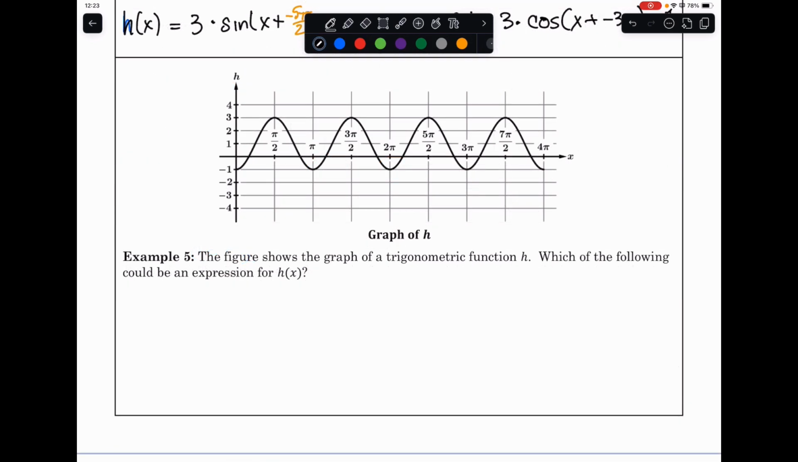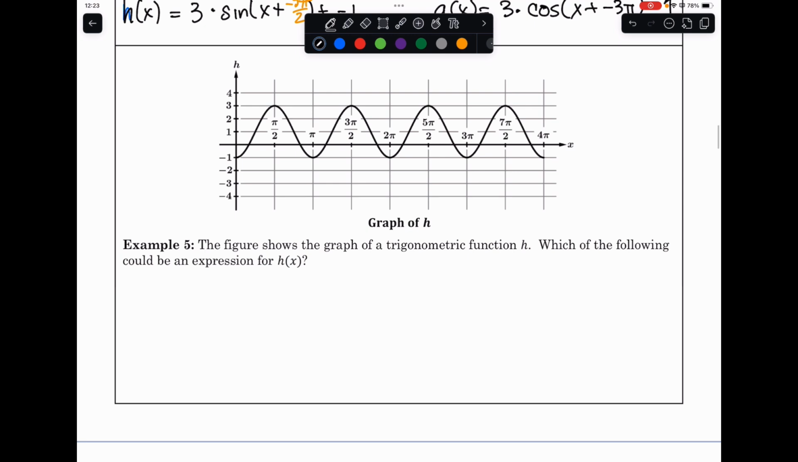So now let's look at this example 5. The figure shows the graph of a sinusoidal function, which could be the expression of h of x. Again, we're going to do 2 for h. We're going to do 1 for sine, and 1 for cosine, just to practice both of them, okay?